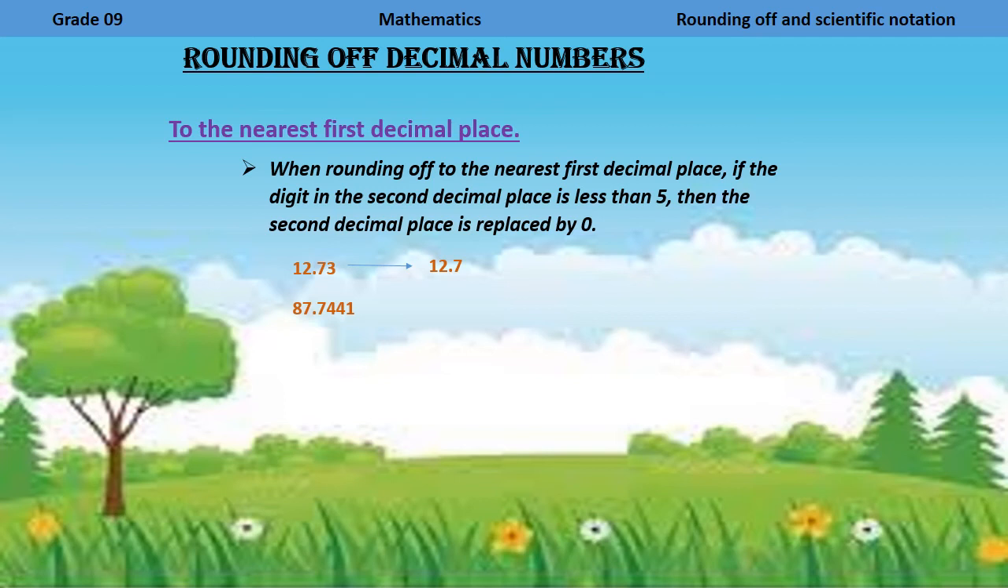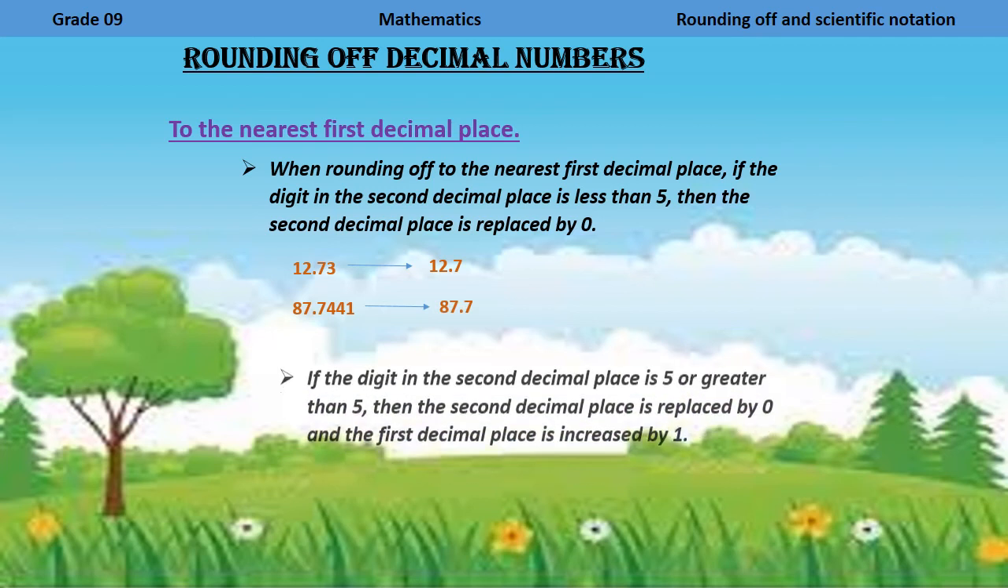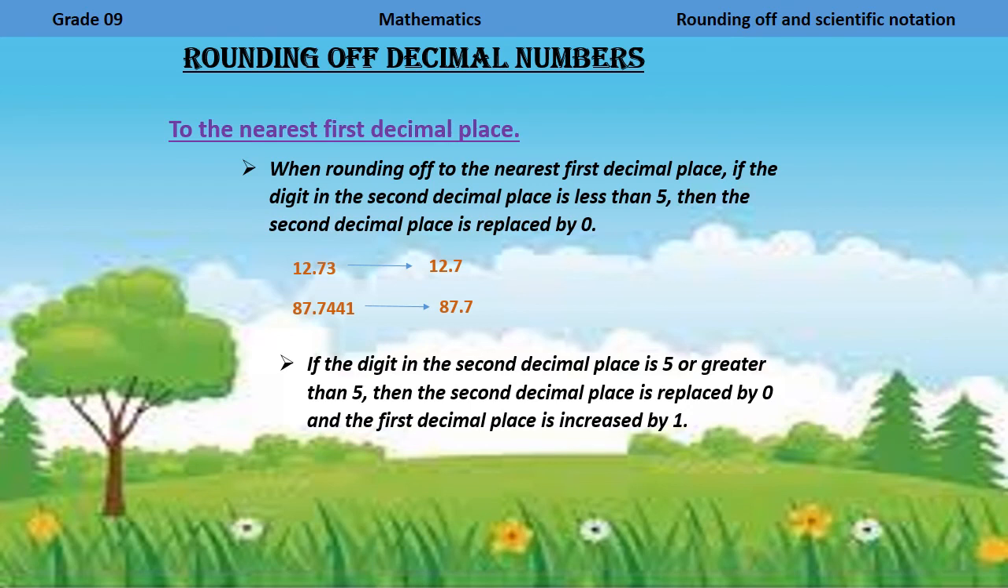87.7441. 4 is the digit in the second decimal place. Then answer is 87.7. Then if the digit in the second decimal place is 5 or greater than 5, then the second decimal place is replaced by 0 and the first decimal place is increased by 1.